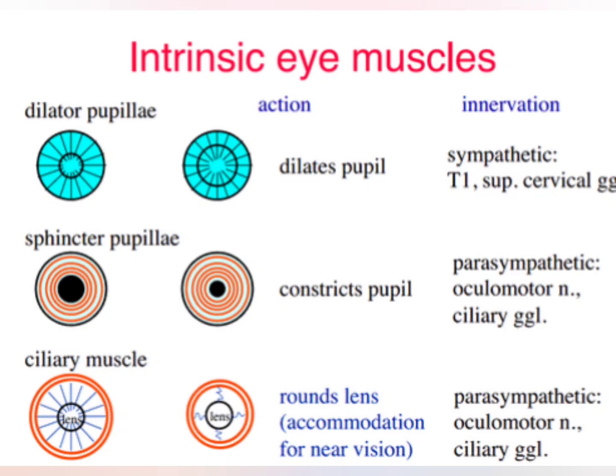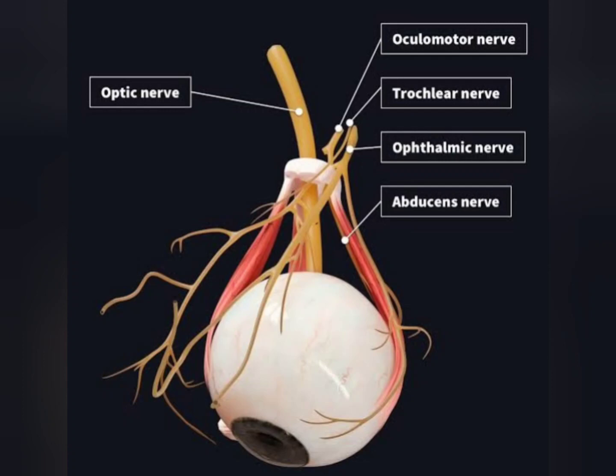Intrinsic muscles of the eye mainly control two functions: the size of the pupil and the shape of the lens. Circular and radial muscles of the iris, namely iris sphincter muscle and iris dilator muscle respectively, control how much light enters the eye. The ciliary muscle of the eye controls the shape of the lens. Let us see the nerve supply of the eye.